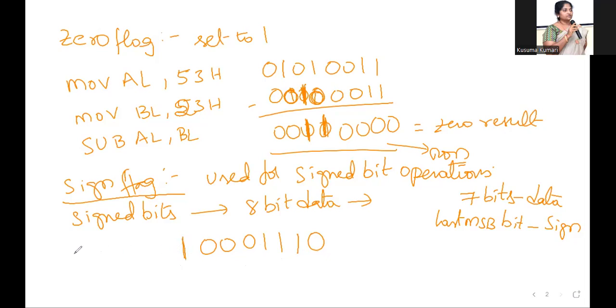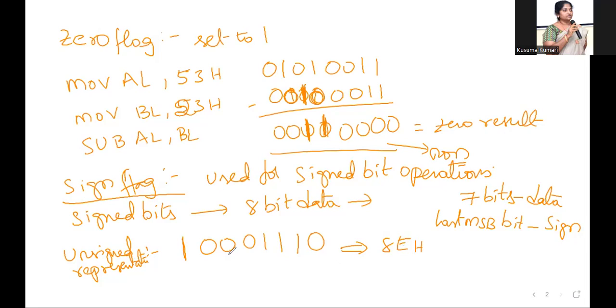Normally, in unsigned representation, what is this number? This is 8 and this is E. This is 8E hexa.